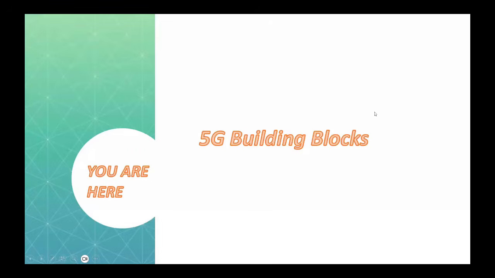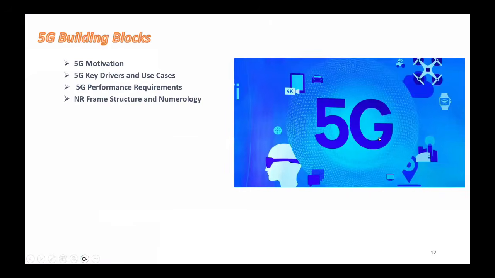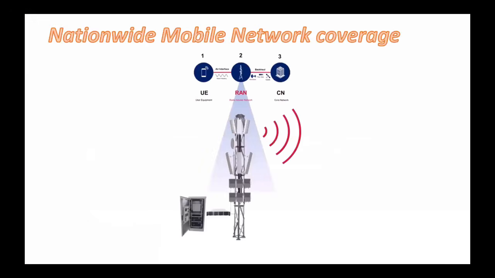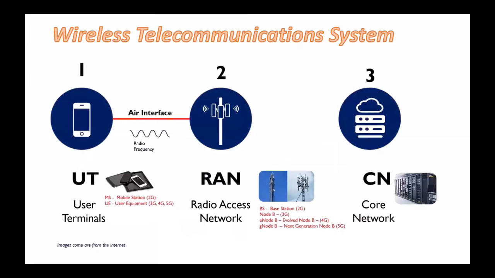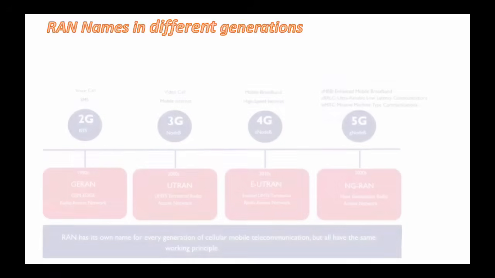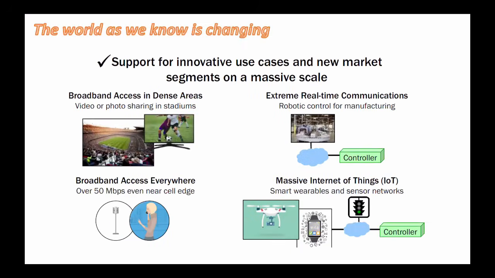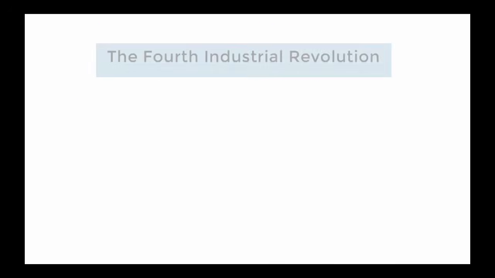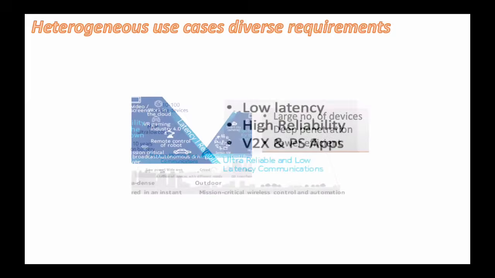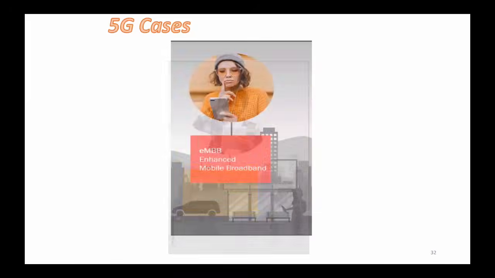These are the topics we have already covered in our previous sessions, like 5G building blocks and the motivation behind it. We have checked the various kinds of RAN, UE, and core network, how they are connected with each other, and how communication evolved. After that, we have seen the 5G use cases as well, like eMBB, mMTC, URLLC.